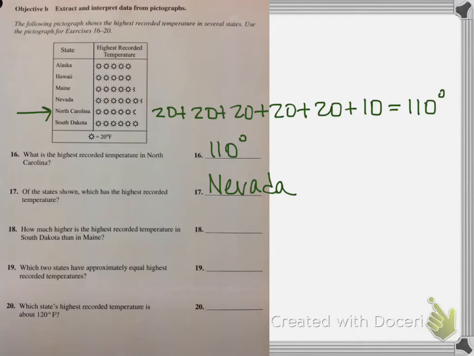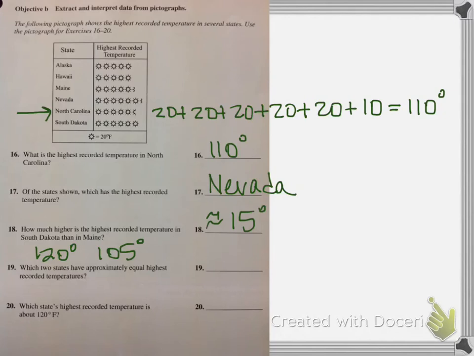How much higher is the highest recorded temperature in South Dakota than in Maine? So South Dakota has 1, 2, 3, 4, 5, 6 suns. So that's going to be 120 degrees. And Maine has 20, 40, 60, 80, 100, and then since it's not quite half a sun, it looks like it's kind of a quarter of a sun. So maybe about 15 degrees. I put approximately there because it's kind of hard to see based on the picture exactly is that a fourth or a third or what. So we'll just go with 15 degrees difference.